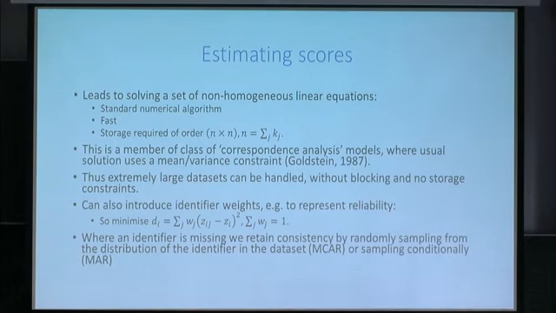It's extremely rapid. You can also introduce identifier weights. So instead of simply summing these discrepancies, the Zij minus Zi, you can actually weight them for each identifier. So you may think that some identifiers are more reliable than others.